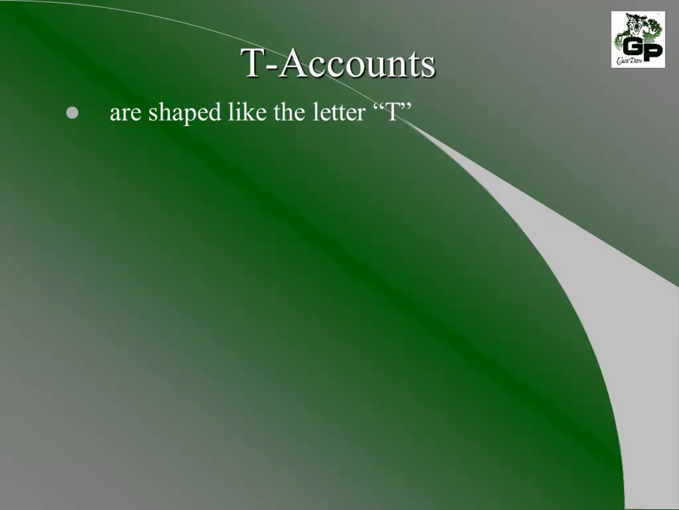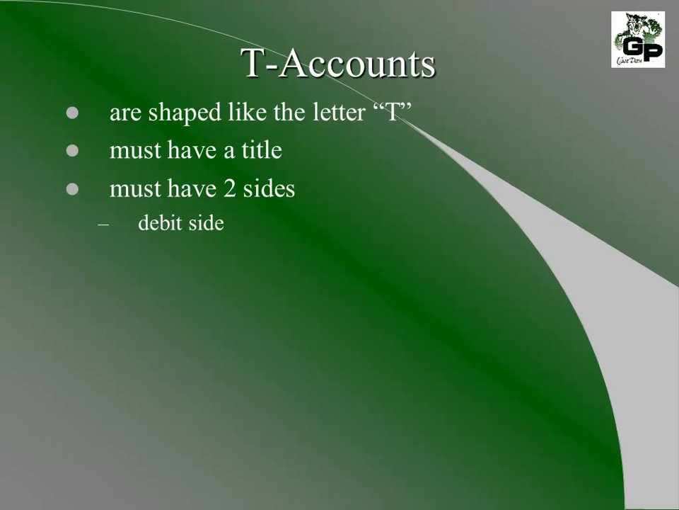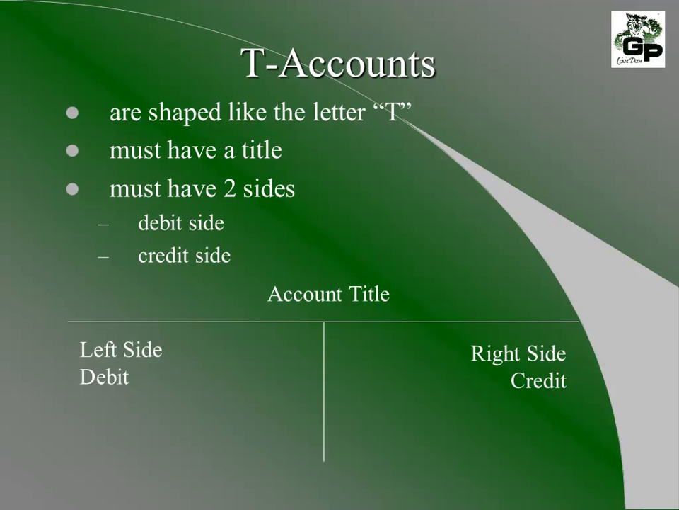First of all, we have to learn about T accounts. T accounts are shaped like the letter T, hence their name. They must have a title. There must be two sides, a debit side and a credit side. And here's what it looks like. Notice the account title. Notice the shape of the T. Notice on the left side of the T, underneath the top line, we have the debit. And on the right side, we have the credit.